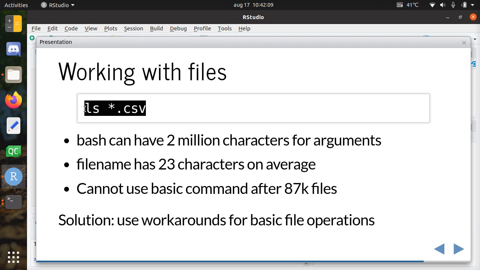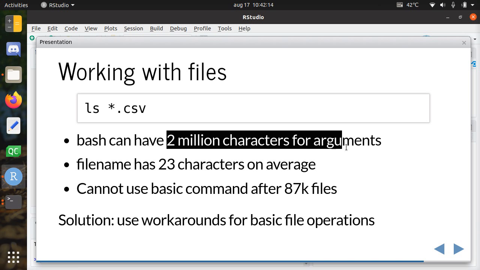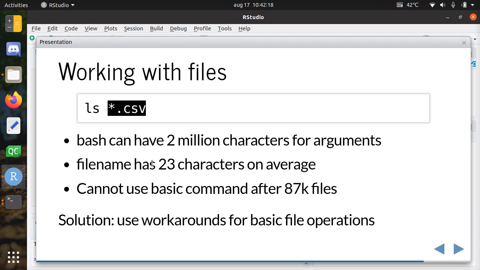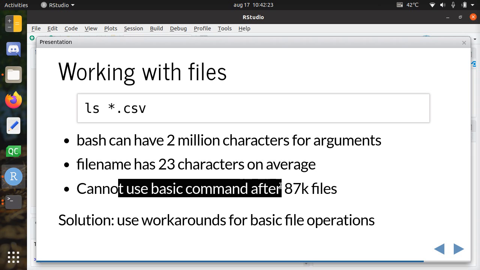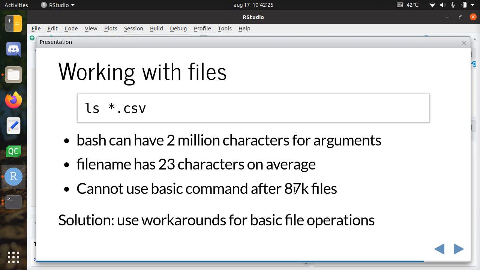Sadly, this command is run by the terminal, by bash, and you can only have 2 million characters for the arguments. Because a CSV file name, in my example, has 23 characters on average, I cannot use even this basic command after 87,000 files. So I can work with that. You can use other ways to do the same thing, and it's just way harder. It's a bit clumsy as well, but sure, you can do that. But most people don't expect that you simply can't see all your files anymore.